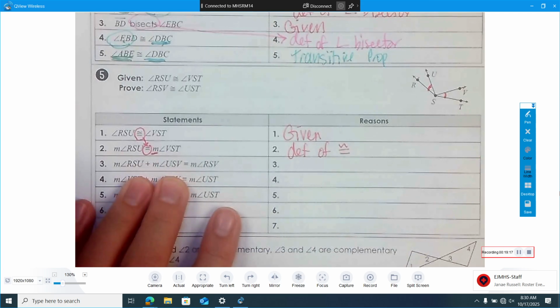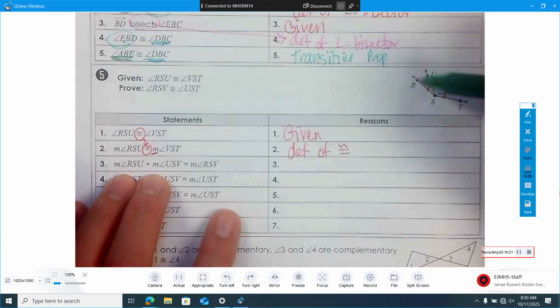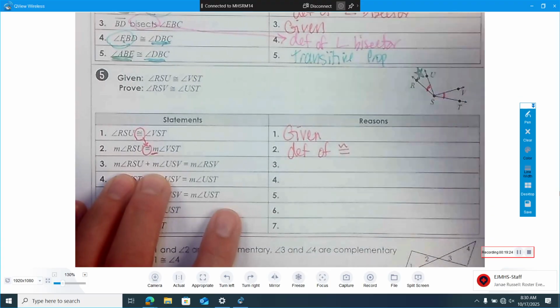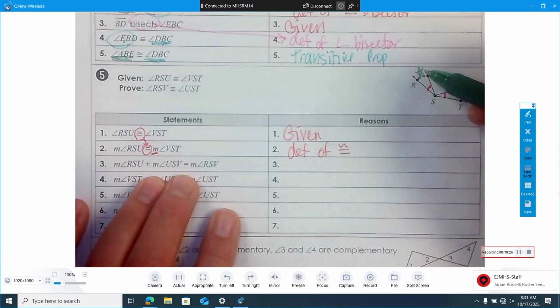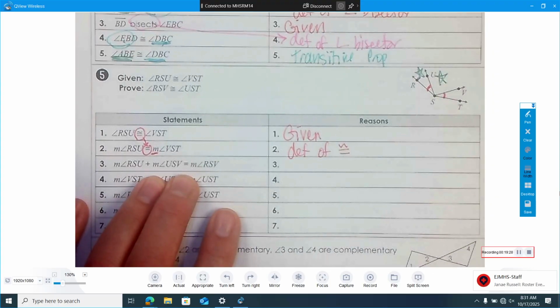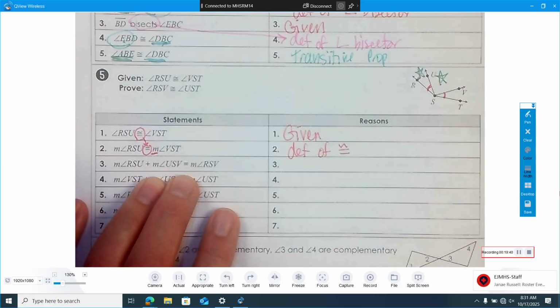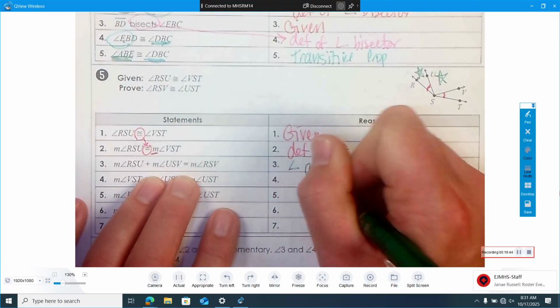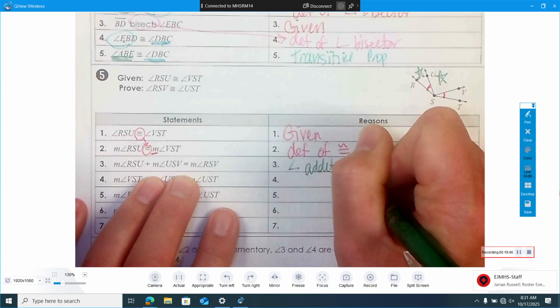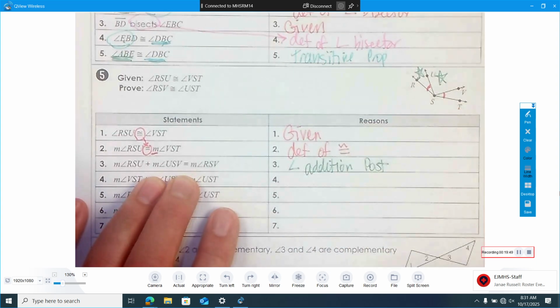This is an interesting statement. It says the measure of angle RSU, so I'm going to put a little star in that angle, plus the measure of USV, so that is that little angle, equals RSV. That is both of them together. What allows us to make that statement, that little star plus little star equals? Angle addition postulate. Very good.